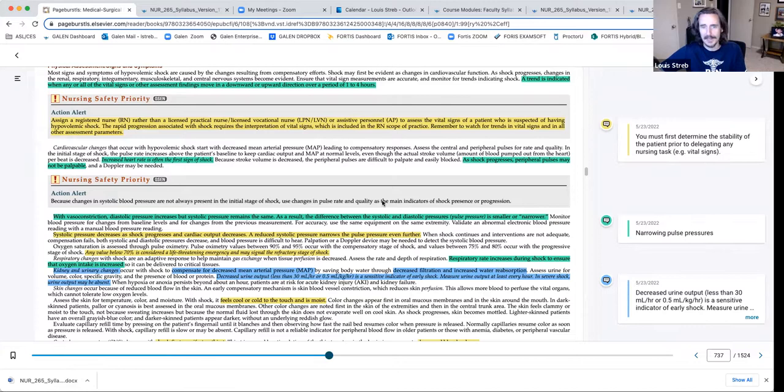So with vasoconstriction, diastolic pressure increases, right? But systolic pressure remains the same. When we think about vasoconstriction, this is what we're talking about with pulse pressures. That's what a narrowing pulse pressure is. It just depends on what we're talking about: a reduced systolic pressure narrows the pulse pressure, and an increased systolic pressure widens it.